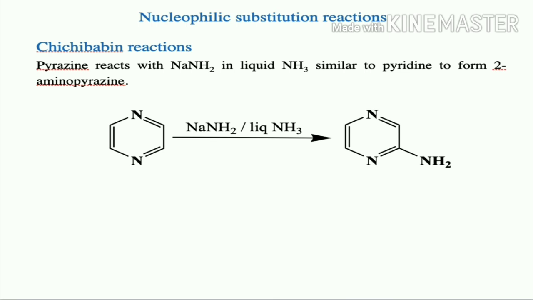So next is nucleophilic substitution reactions. Pyrazine reacts with sodium amide in liquid ammonia and undergoes the Chichibabin reaction, which is similar to pyridine, and it is going to form 2-amino pyrazine. That is substitution of hydride ion. The hydride ion will be removed, and in that place the amino group will get substituted. So that is the Chichibabin reaction.